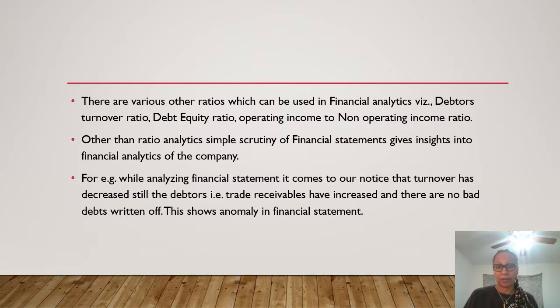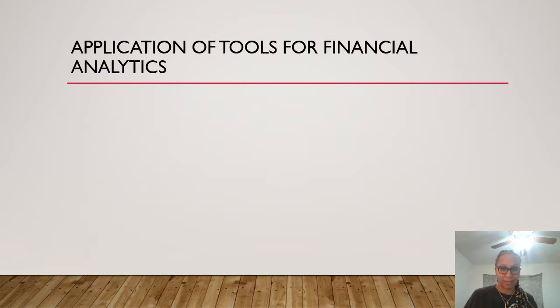There are various other ratios which can be used in financial analytics, including debtors turnover ratio, debt equity ratio, operating income to non-operating income ratio. Other than ratio analytics, simple scrutiny of financial statements gives insights to the financial analytics of the company. For example, while analyzing financial statements, it comes to our notice that the turnover has decreased. Still, the debtors, including trade receivables, have increased, and there are no bad debts written off. This shows an anomaly in the financial statements.